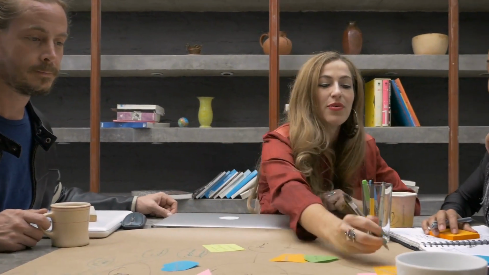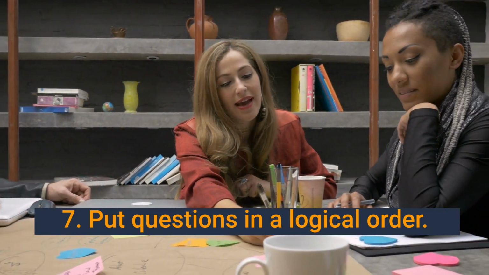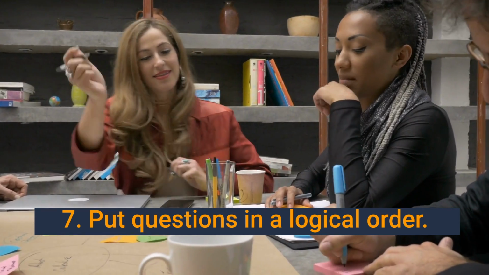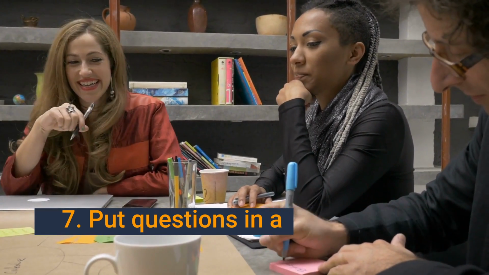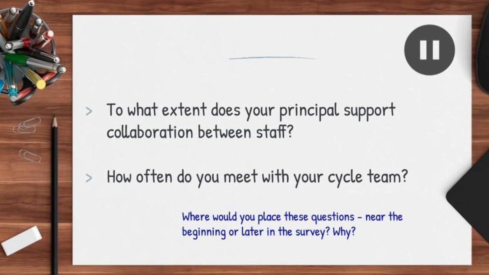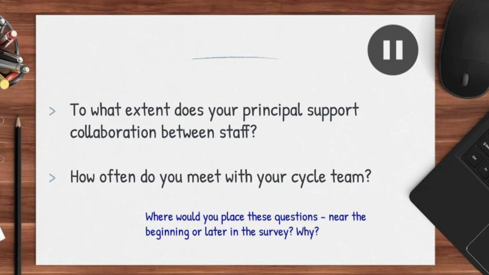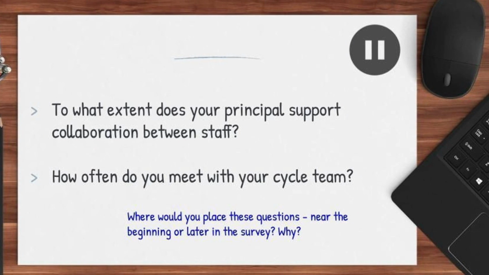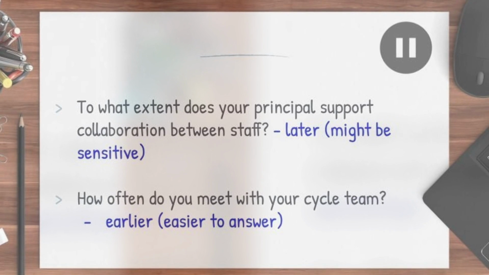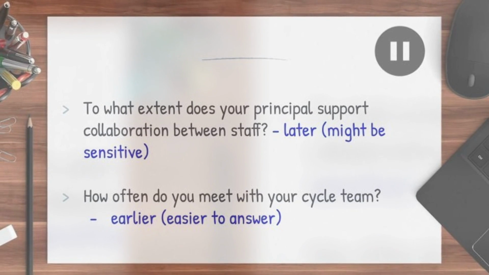Seven, put the questions in a logical order. Try to begin the survey with easy questions and leave more sensitive questions till closer to the end. Think about how you might order these questions in a survey. Which ones might you place near the beginning or near the end, and why? Here's one possible way to order the questions.